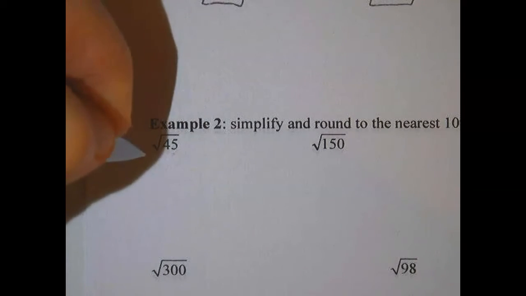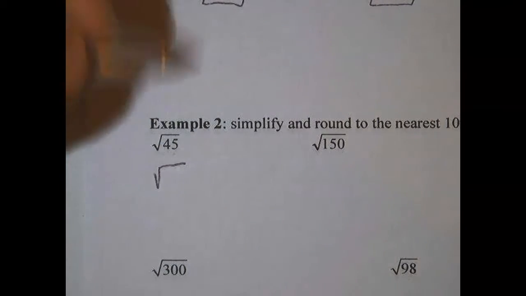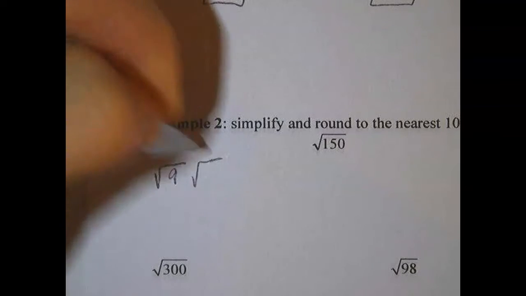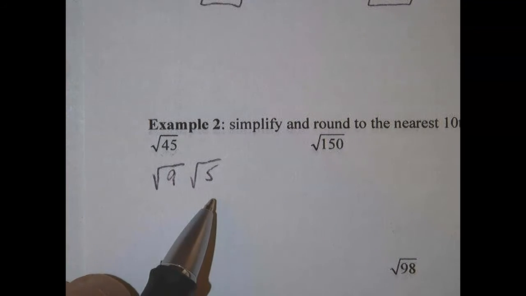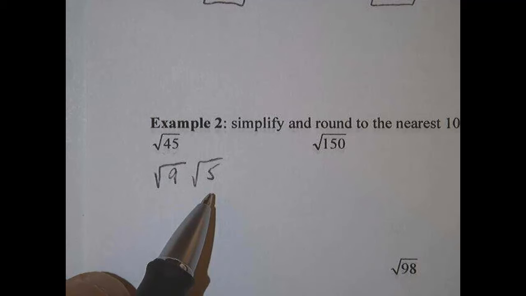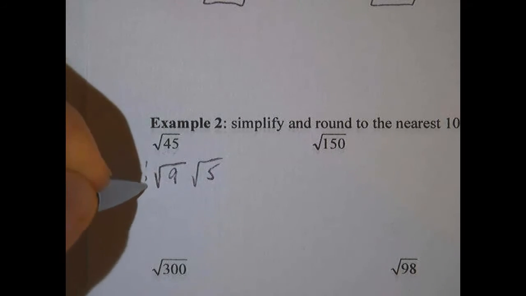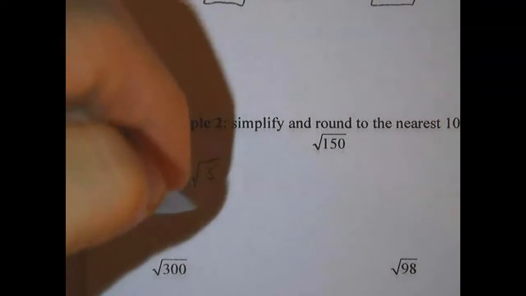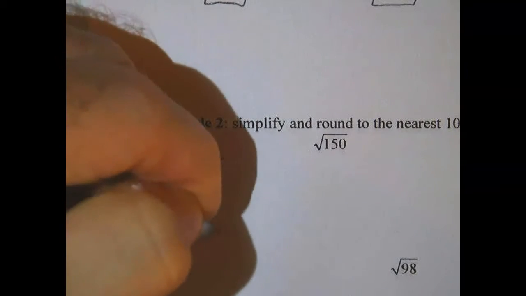Okay, so the way we can break this down is the square root of 45 is the same thing as the square root of two different things. It's the square root of 9 times the square root of 5, because 9 times 5 is 45. Why did I pick those two? Because I could have picked 15 times 3, and that's not going to help me. This helps me because this one is a perfect square and can be simplified. So this is 3 square root of 5, and that is the answer.